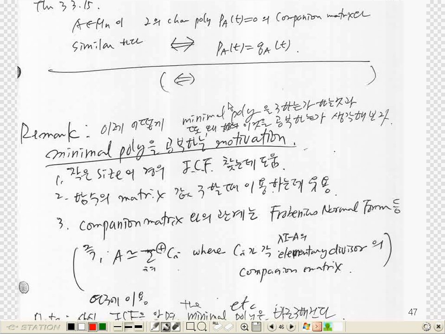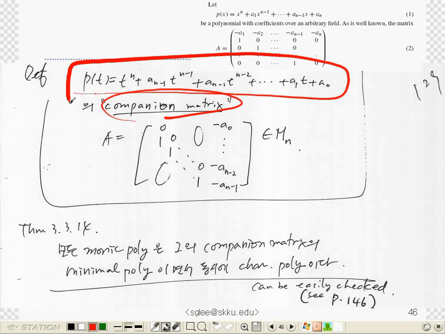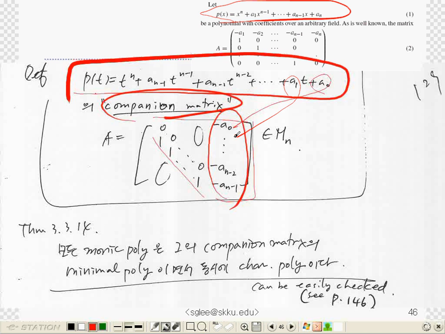This is the definition of companion matrix. Suppose you have any polynomial like this. Then here is a matrix. All the coefficients of the polynomial are here in this matrix. All the subdiagonals are all ones. This is called the companion matrix of this polynomial.